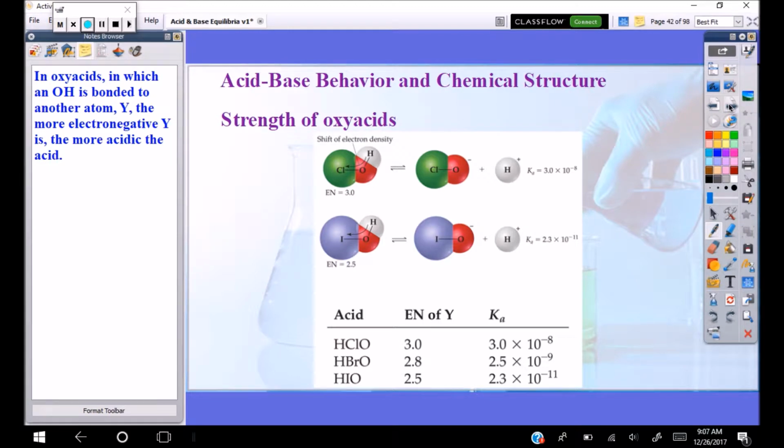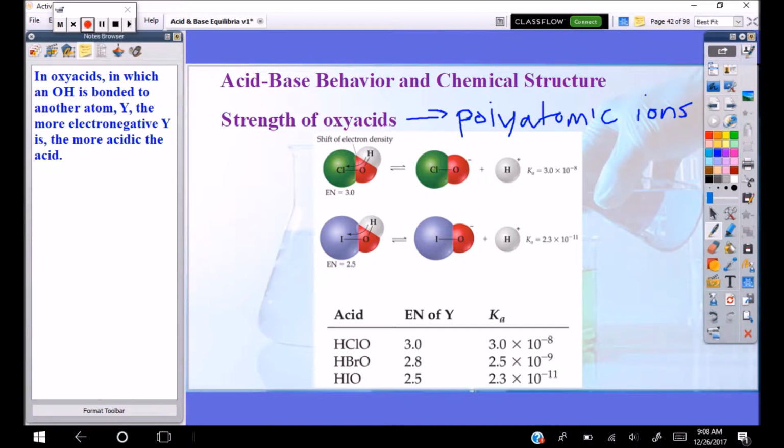Now, oxyacids themselves. When I say oxyacids, I'm talking about things with polyatomic ions in them. Okay, so in oxyacids in which an OH is bonded to another atom, Y, the more electronegative Y is, the more acidic the acid.